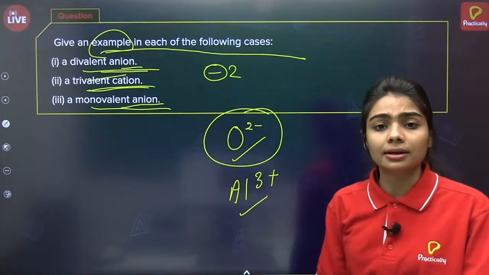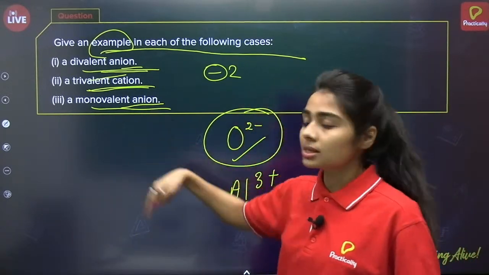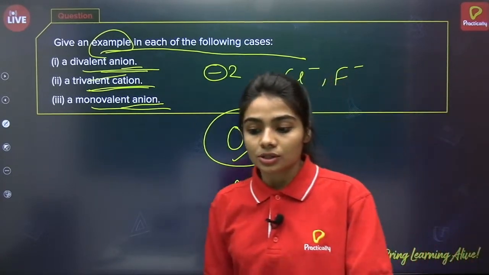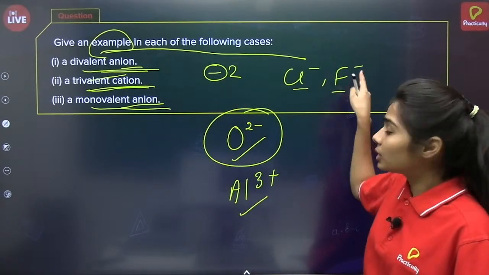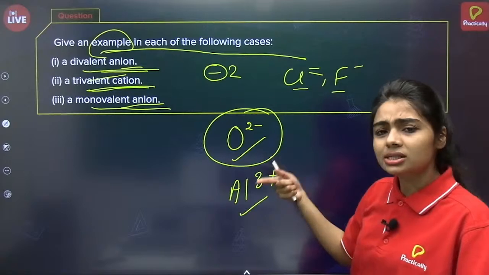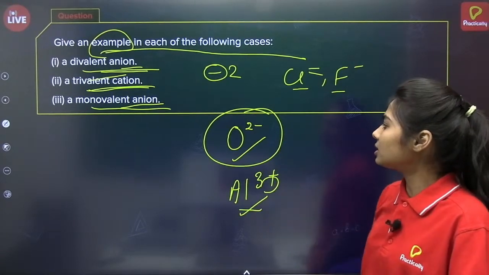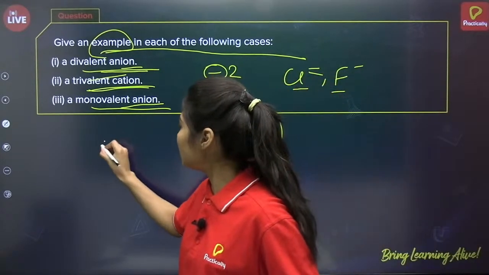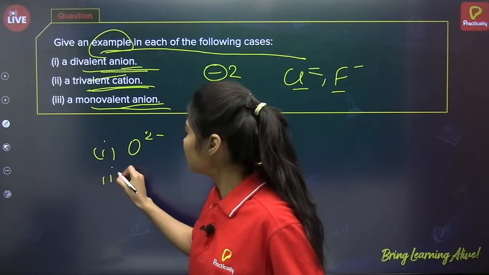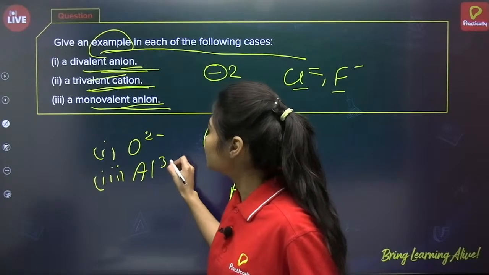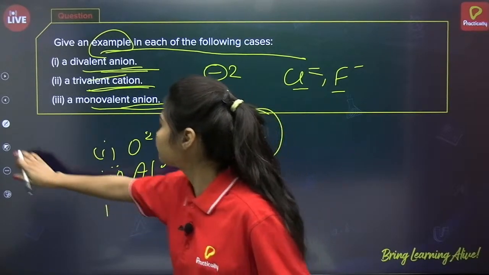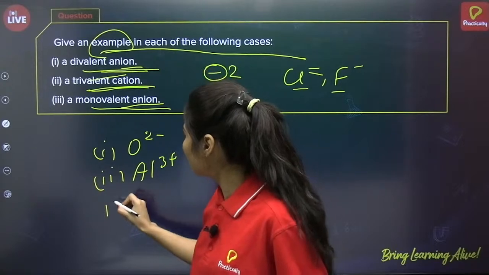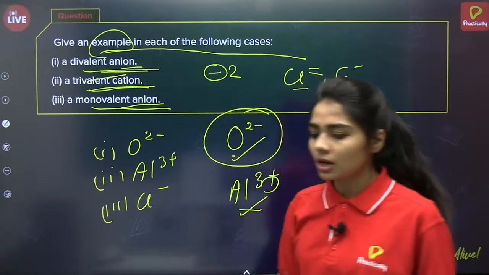And monovalent anion: monovalent means 1, anion means negative, so Cl negative or F negative, any you can put. These have 1 valency. If I talk about aluminium, it has 3 valency. Oxygen has 2 valency. So these are the examples. For the divalent, O2 negative. For a trivalent, Al tripositive. For a monovalent, it should be Cl negative. So these are the examples.